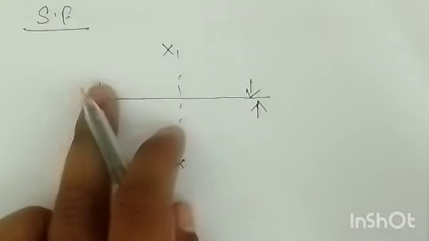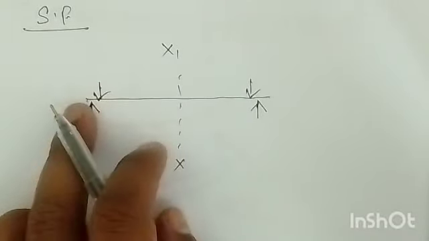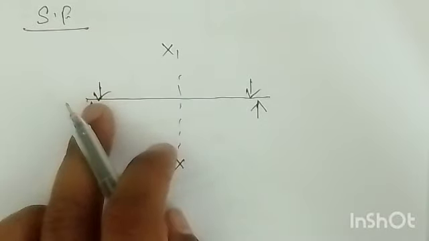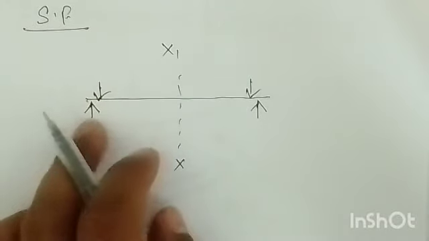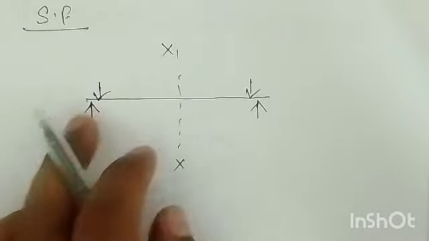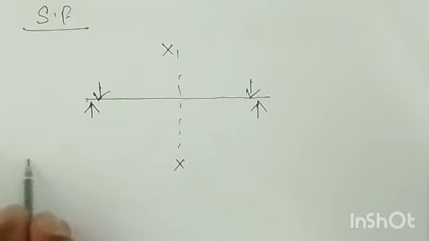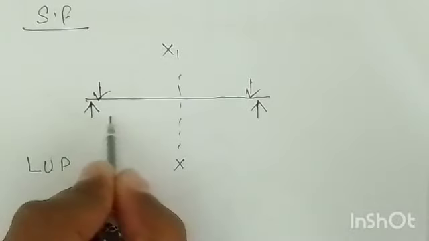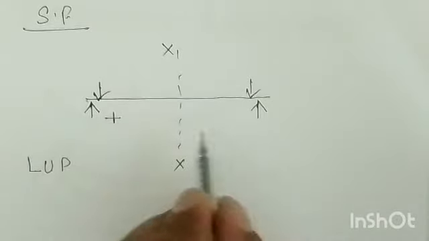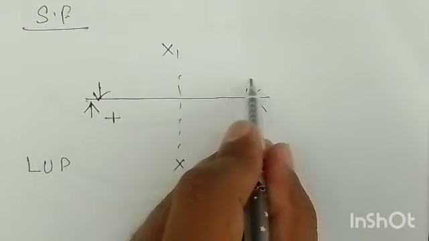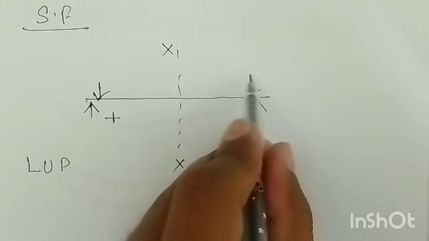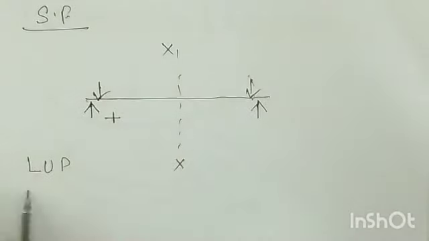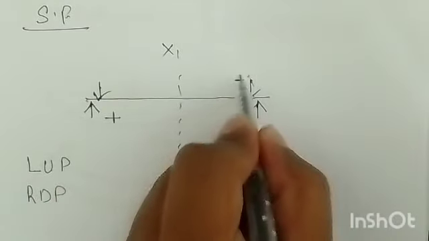So if you do the calculation from the left hand side, and you find that on the left hand side the load is acting vertically upward, then left side upward is positive, that is LUP. Similarly, if you are starting from the right hand side and the forces are downward, then RDP, right side downward is positive.